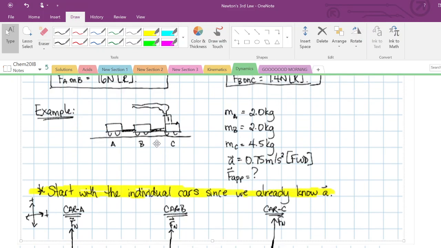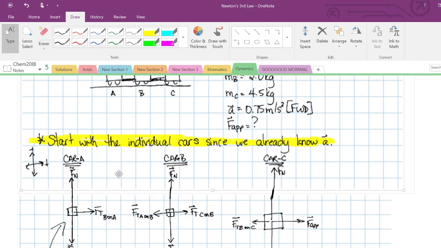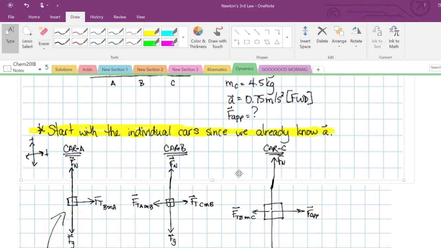Okay. So because we know acceleration, we don't need to start with a Newton's second law problem where we look at the system as one big mass. Because we're looking for the force applied and we already have the acceleration, we're going to start looking at this in terms of a Newton's third law problem. So we're going to draw the free body diagram for car A, B, and C.